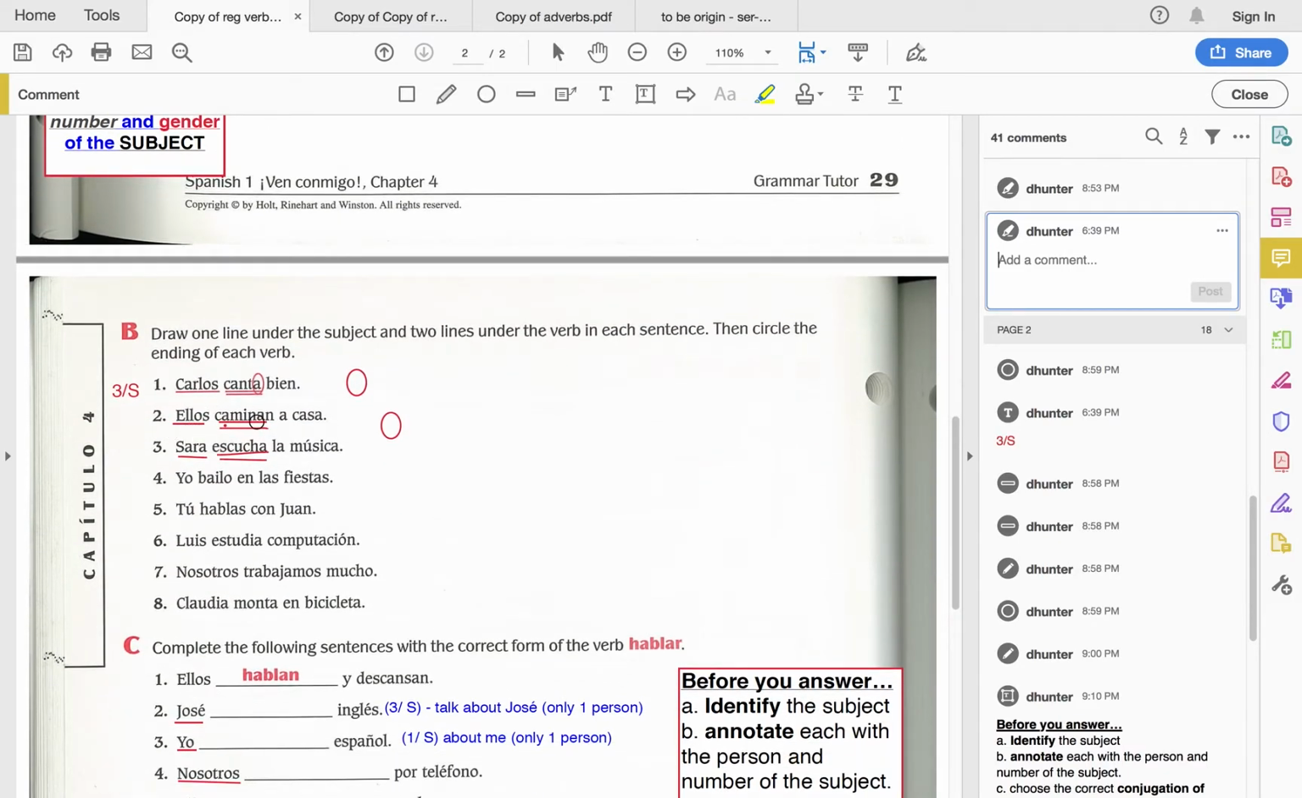Dice, ellos caminan a casa. Try that with me. Ellos caminan a casa.